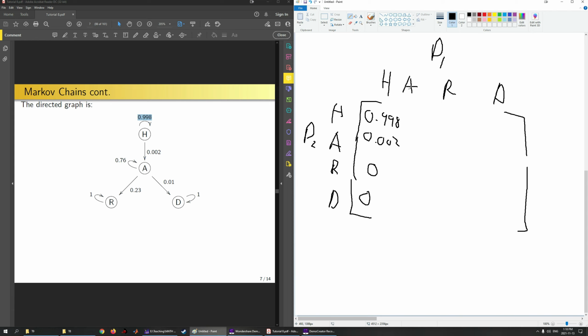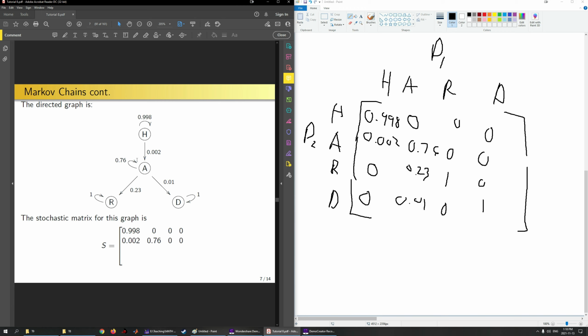So do the same thing for A, R, and D. So just for A, I can't become healthy again. I could be sick the next day, so 0.76. I could recover, 0.23, or I could pass away, 0.01. And you can do the same thing here, so 0, 0, 1, 0, and 0, 0, 0, 1. Okay, so there's the matrix in slide form.